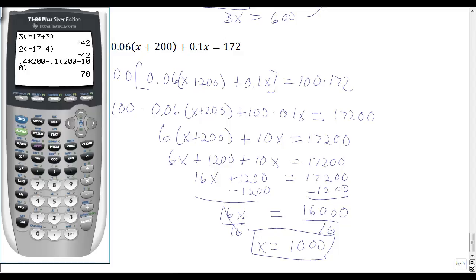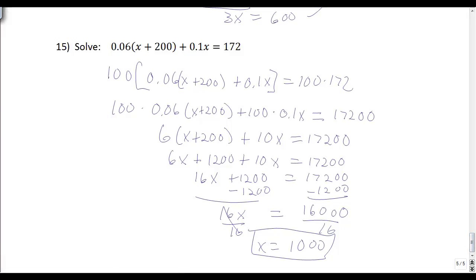Then we can check this. 0.06 times x plus, whoops, I just wrote x, which you can do on this calculator, but I have to type in a value here. Otherwise, who knows what it's going to use for x. 1,000 plus 200 plus 0.1 times 1,000. And that gives me the 172 that I was expecting, so this answer checks out. Okay, so that ends our worksheet.